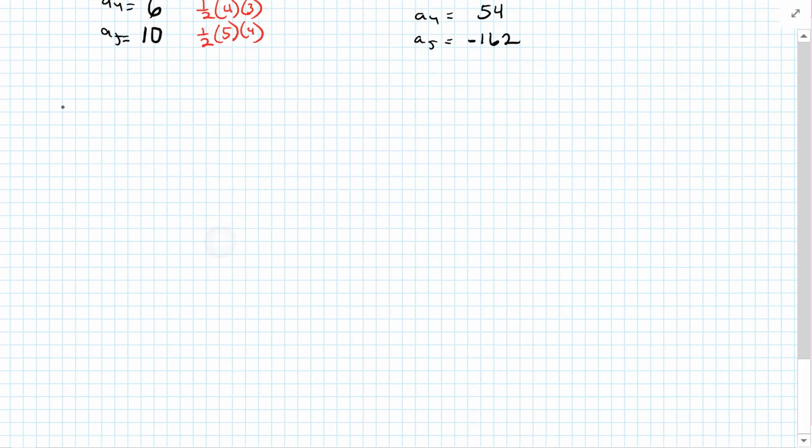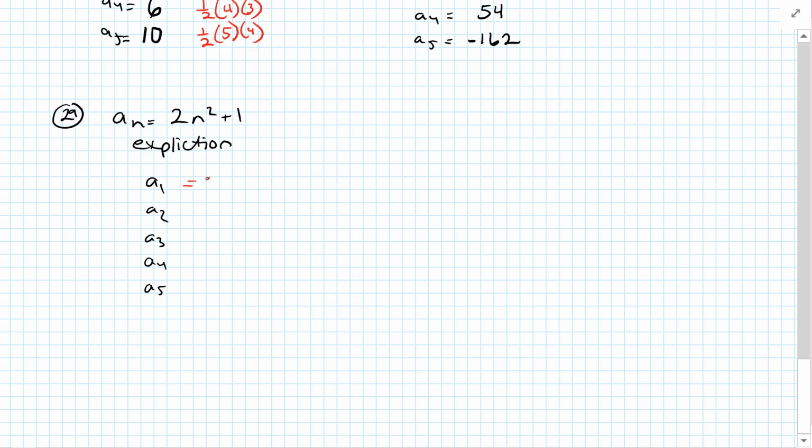29. a of n equals 2n squared plus 1. Well, that's explicit. And then find the first 5 terms. So we've got a of 1, a of 2, a of 3, a of 4, a of 5.